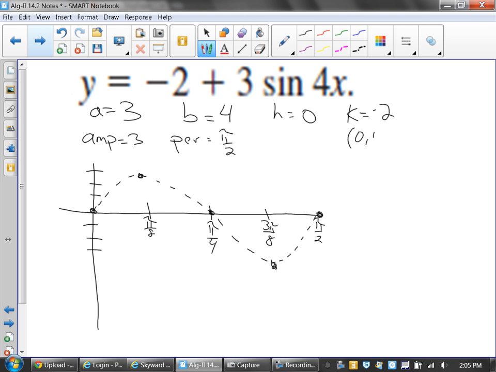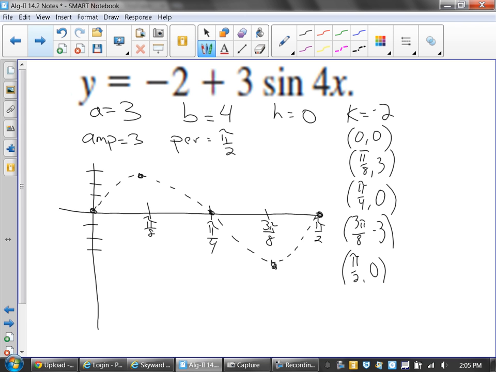0, 0. Pi over 8, 3. Pi over 4, 0. 3 pi over 8, negative 3, and pi over 2, back to 0. Those were just the 5 points that we just plotted by starting at 0 and going to the 4 quadrants after that. Pi over 8, pi over 4.